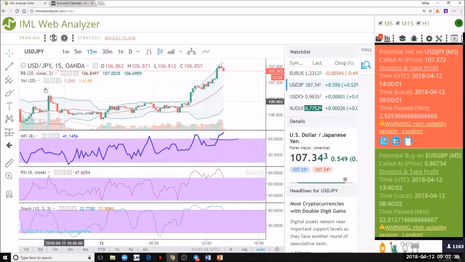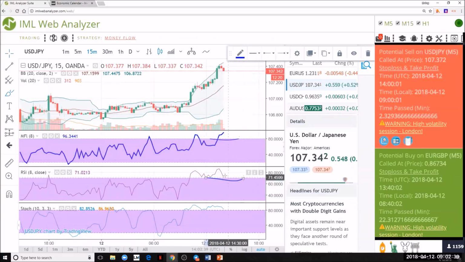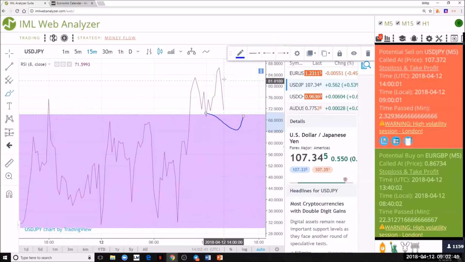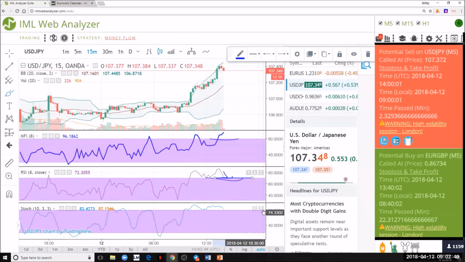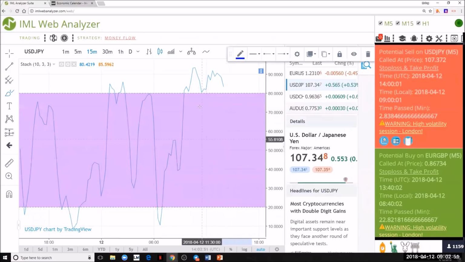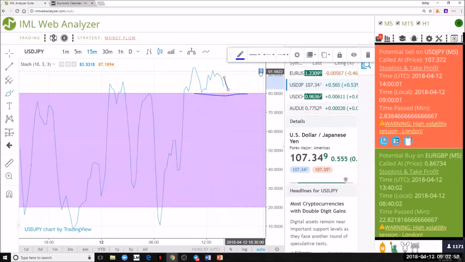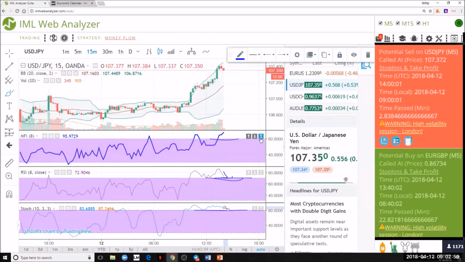Now RSI has gone above and RSI is looking down. So we're good there. Boy, I can't draw a straight line. And then let's look at stochastic. Stochastic has gone above and it's looking down. Very good. So all we're waiting on then is the money flow.